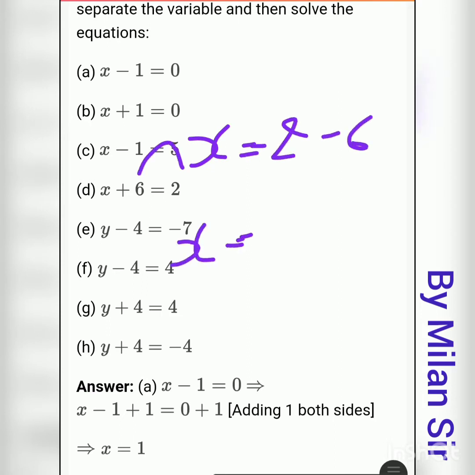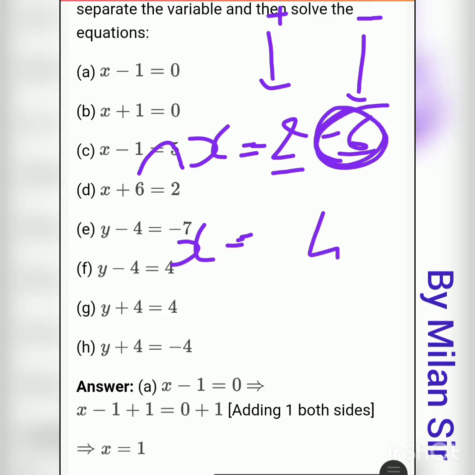Now how can we solve this? Here 2 has a positive sign and 6 has a negative sign, right? So plus and minus, that means we need to subtract the numbers. So 6 minus 2 is 4, and the bigger number 6 has a negative sign, so the answer has a negative sign. So x is equal to -4.